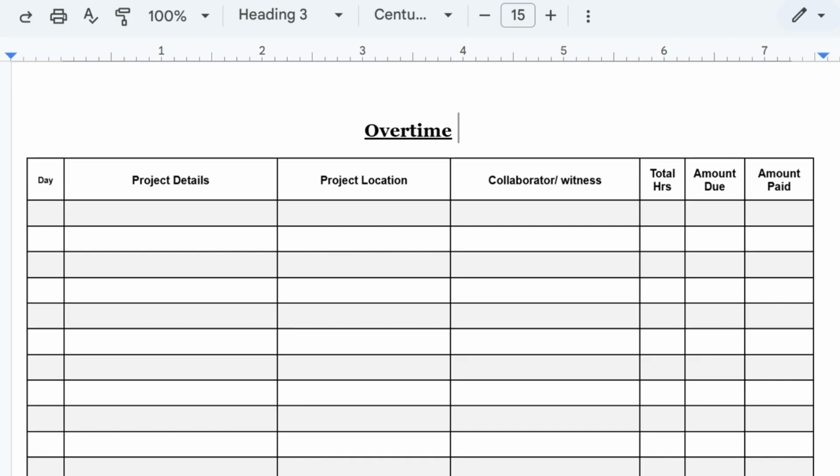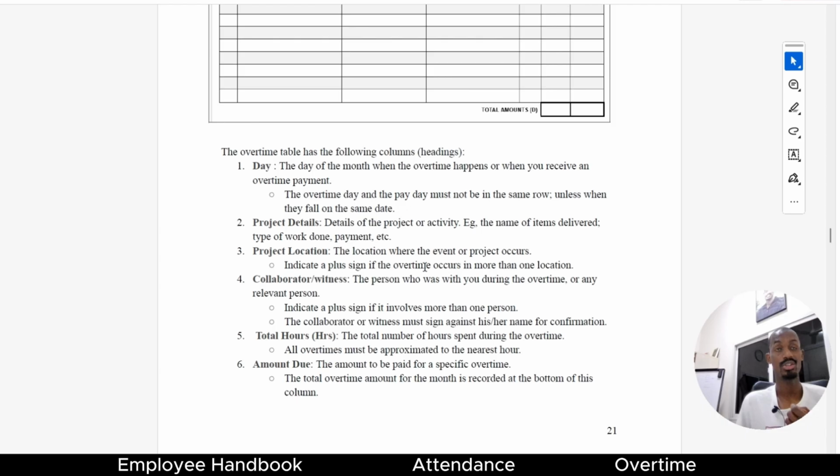Total hours. This is the total number of hours you spend for the overtime. All overtime must be approximated to the nearest hour. For example, you don't say my overtime is 1 hour 15 minutes, or 33 minutes. No, only use the closest hour. If you work for, let's say, 27 minutes, that's probably not worth overtime. Less than 30 minutes of extended work is insignificant, and you should not even record that as overtime.